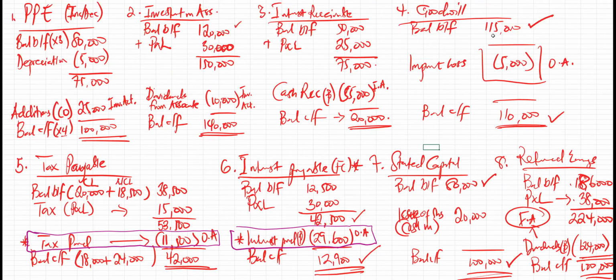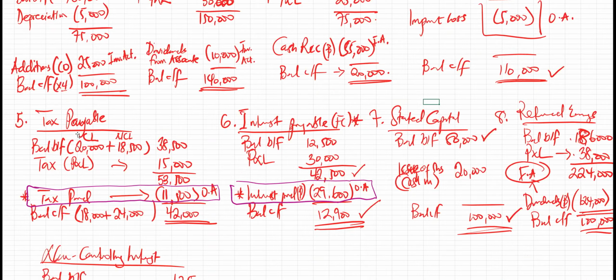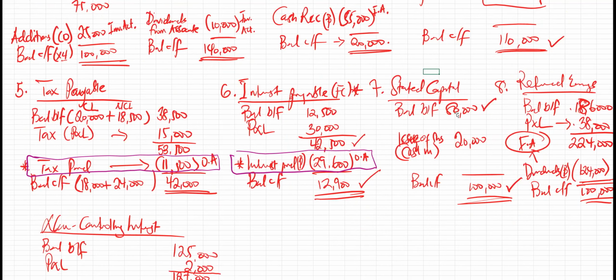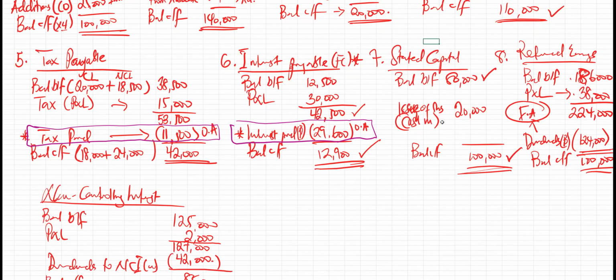Goodwill, there's nothing to show, right? We've closed that account. No cash movement on Goodwill. Okay. What about tax? We've dealt with it, right? Yes. Dealt with interest payable? Yes. Have we dealt with stated capital? No, not yet. We haven't recorded it.